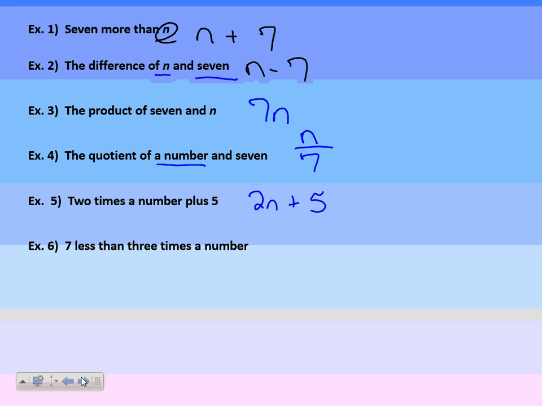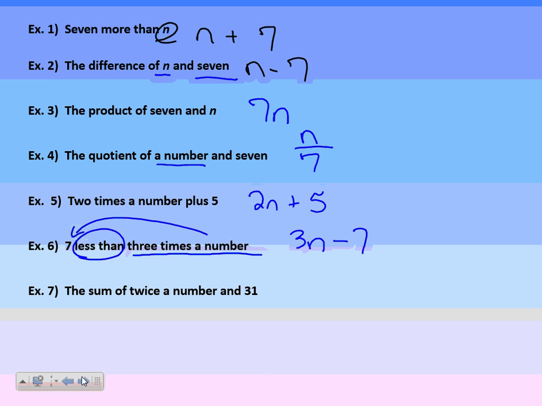How about 7 less than 3 times the number? Anybody see anything screaming at them? Less than! What's less than screaming at us? What's it telling us? Go backwards. So start over here. 3 times the number. 3n minus 7. Does that make sense, to start at the right and work back to the front? Yep.